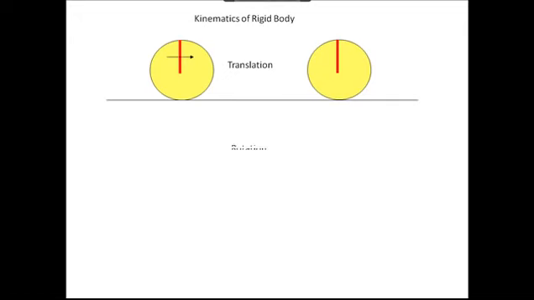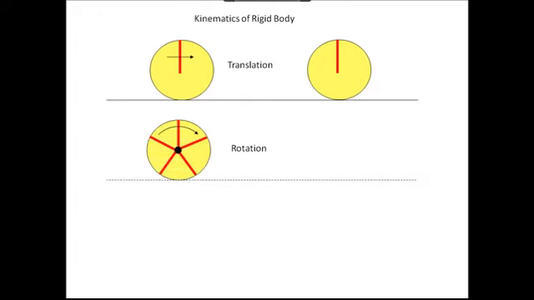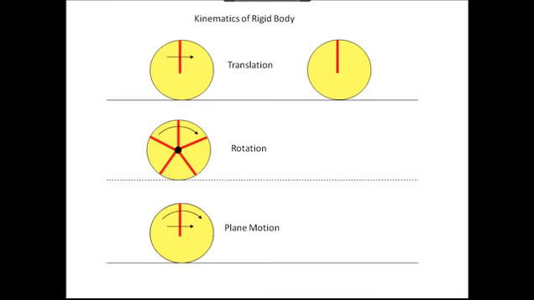Next is rotation. Rotation is very well known. You know the ceiling fan? It rotates about a fixed point, something like this. This is said to be a rigid body in rotation. And next is plane motion, which is essentially a combination of translation and rotation.